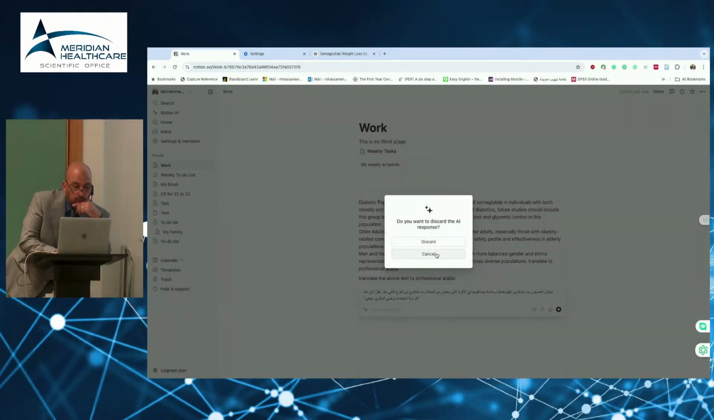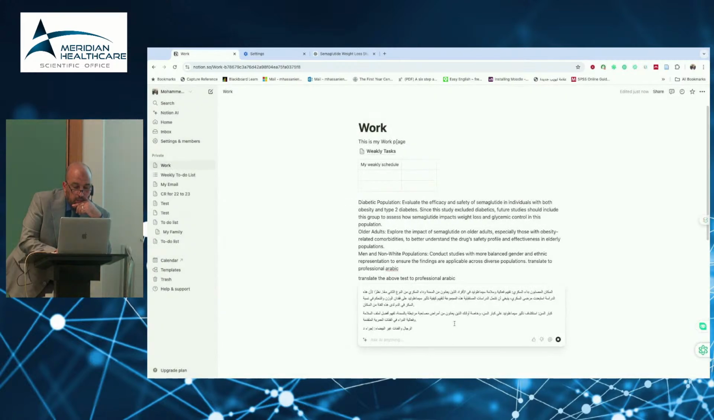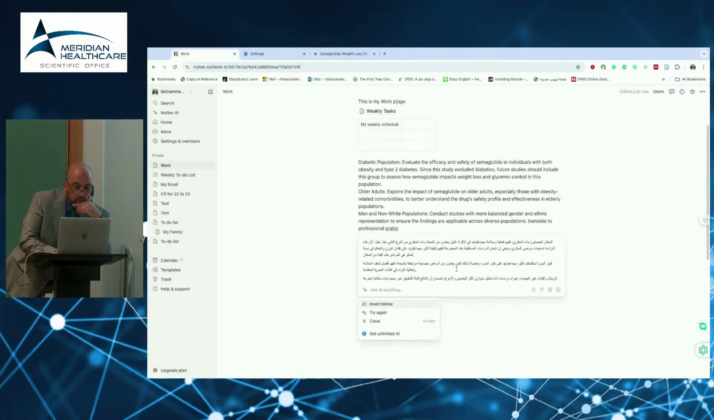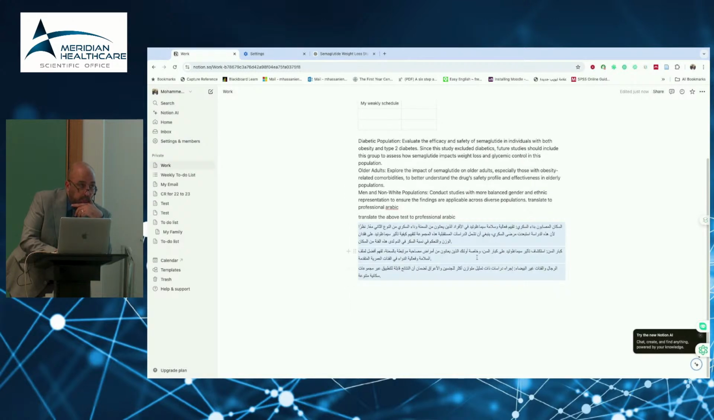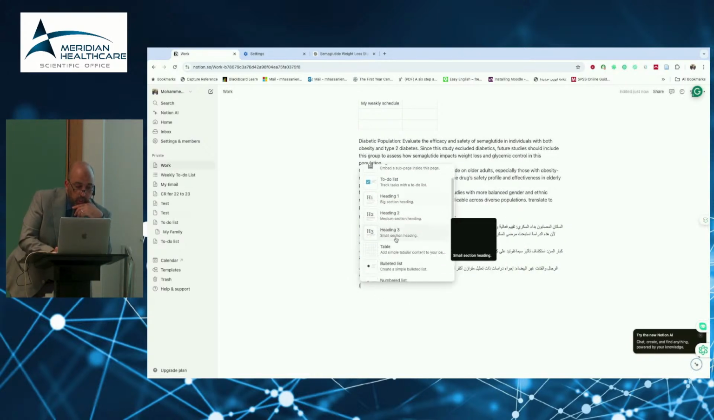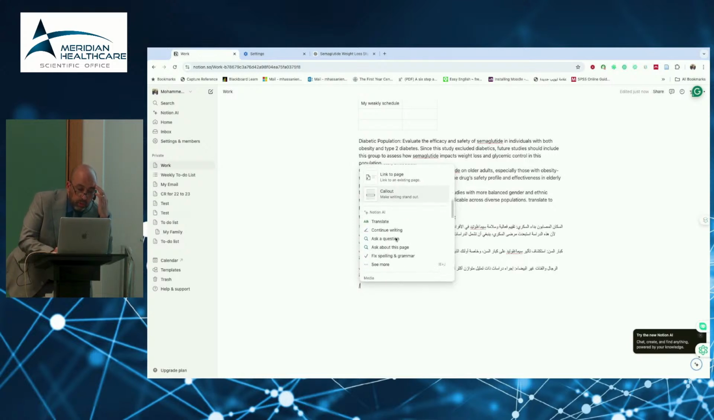Do you want to discard, or cancel? So it translated here. If I am happy with it, I click insert, so it will be inserted in the page. And in the same way, again, you type slash here and you can add more. So these are all the options with AI.